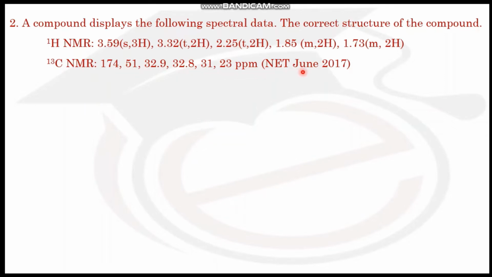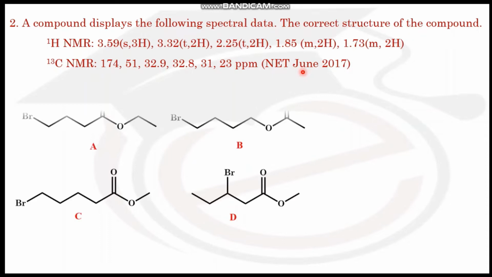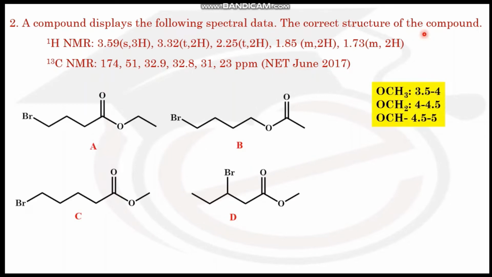And this question was asked in June 2017. How can we solve this question? Like the previous one, first we have to check whether there is an OCH3 group. The range will be 3.5 to 4, a singlet of 3 hydrogen, and the first signal is 3.59 singlet, 3 hydrogen, which indicates the presence of an OCH3 group, right?